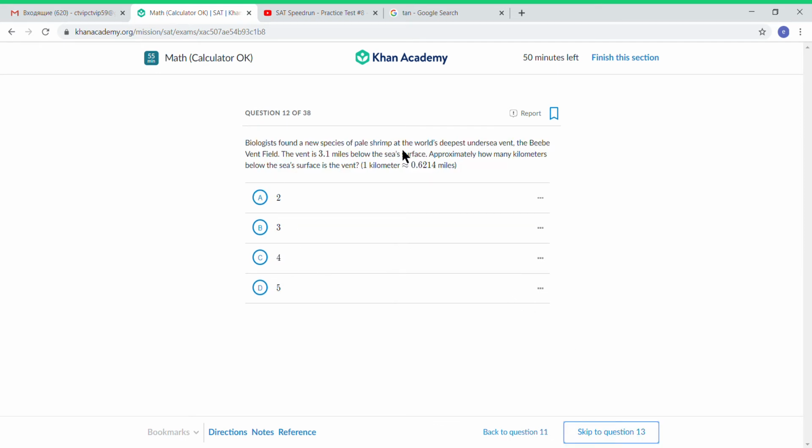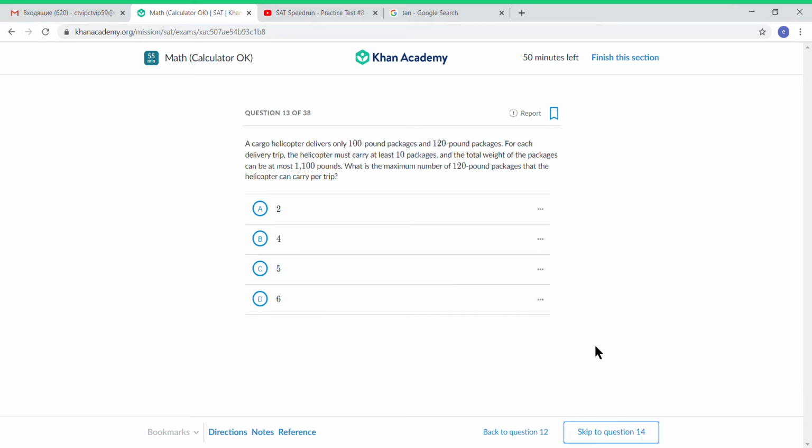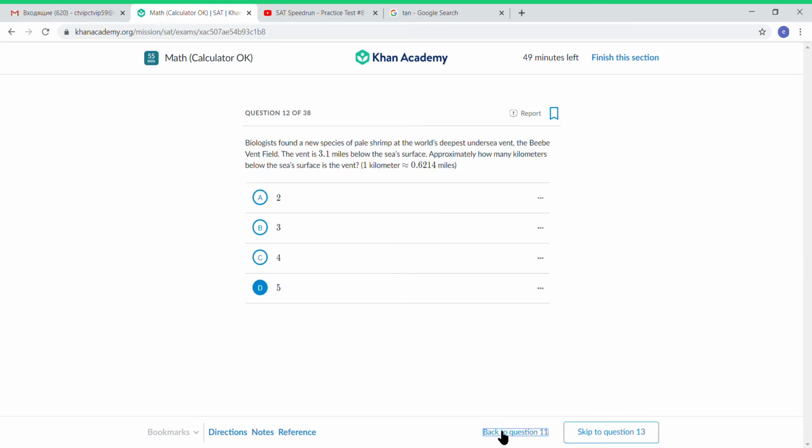Biologists found a new species of shrimp. The wind is 3.1 miles. How many km? Okay, that's gonna be... it's garbage. Okay, 1.5, it's gonna be 5. Yeah, right? 3 times 1.5 is 5, more than 1. Right, is it miles to km? Wait, miles to km, yeah.